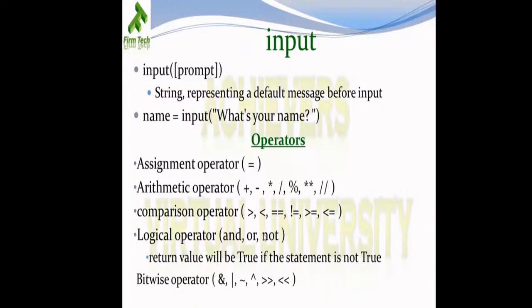And this not is something complicated. It will return true if the statement is not true. That is, if the statement is false, it will give you true as the answer. And if the statement is true, it will give false as the answer. And this is the bitwise operator, for doing operations with binary values. Identity operators are is and is not. And membership operators are in and not in.